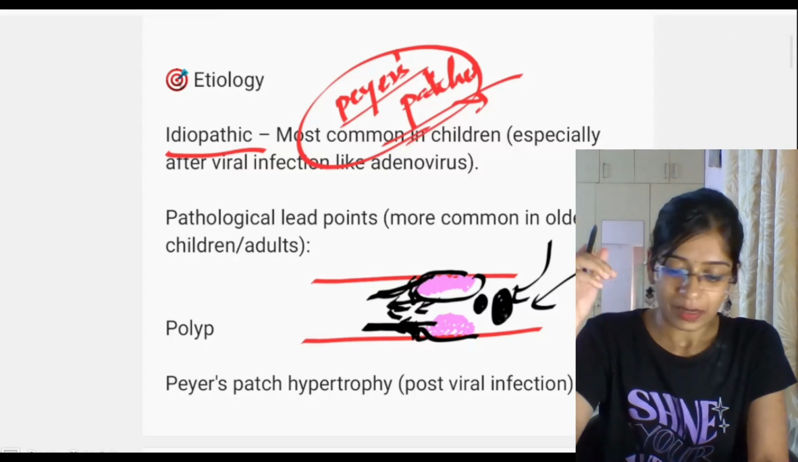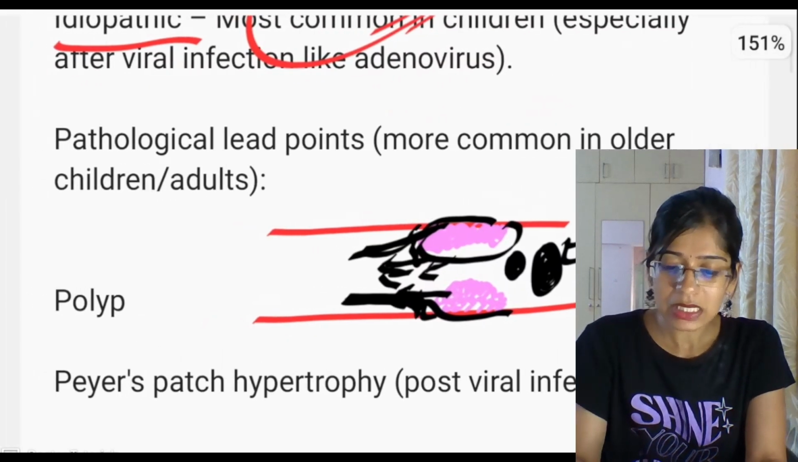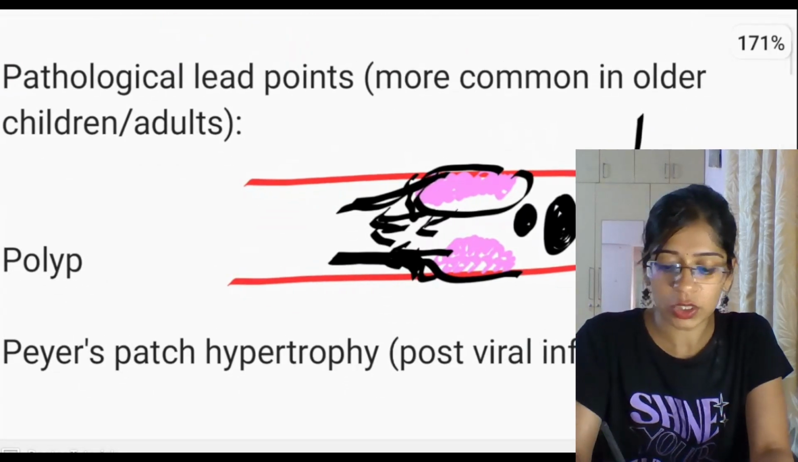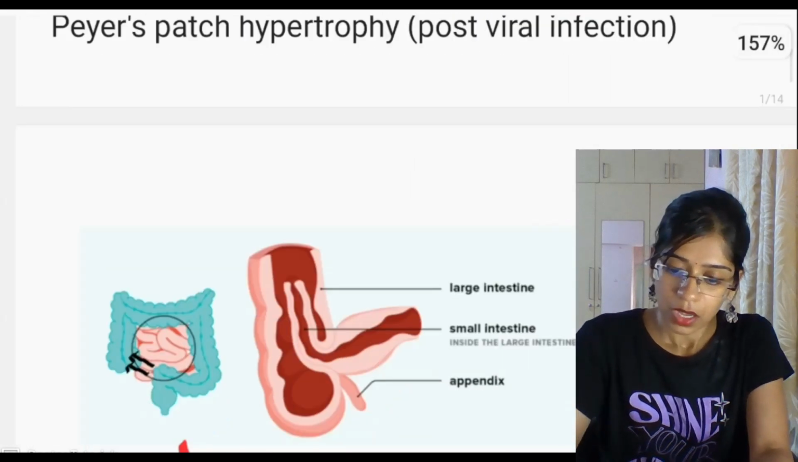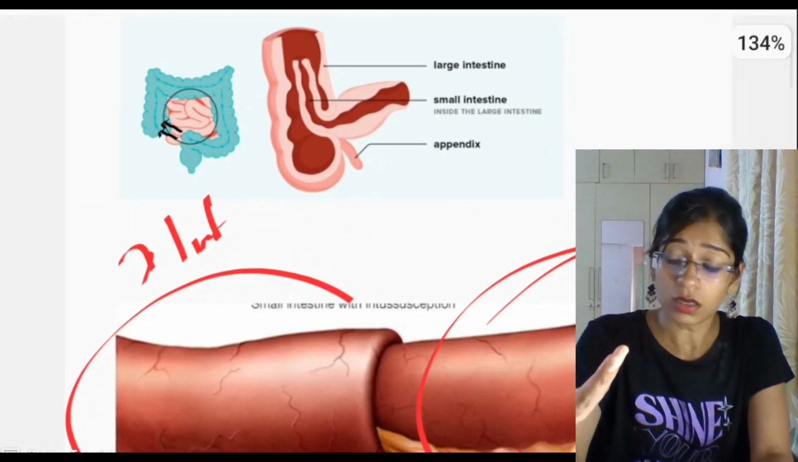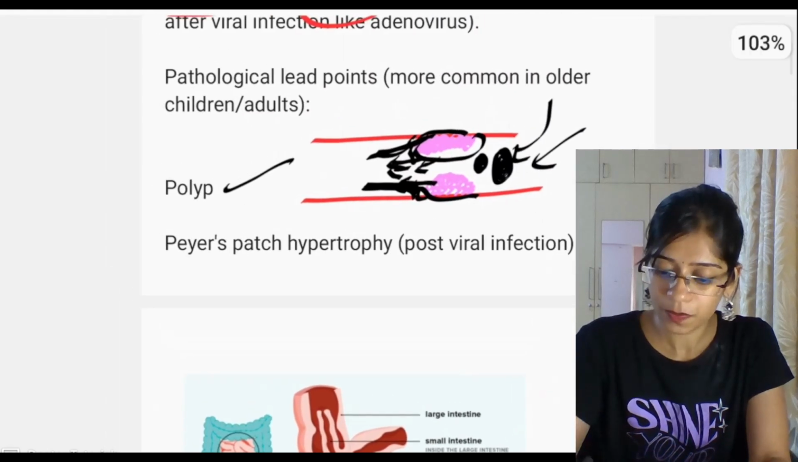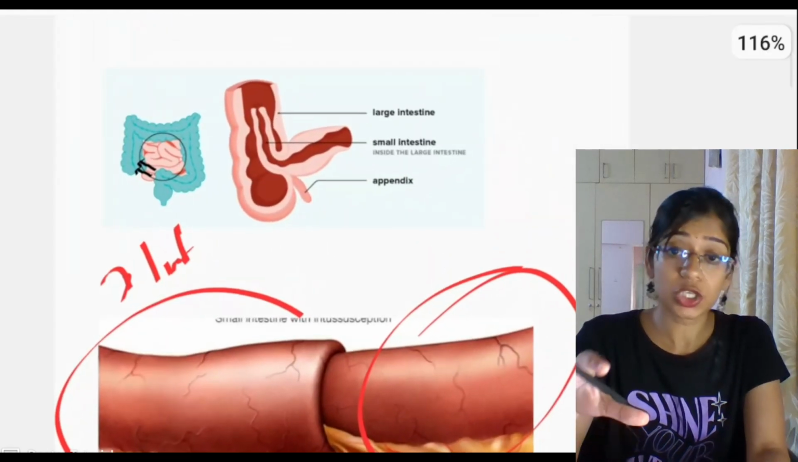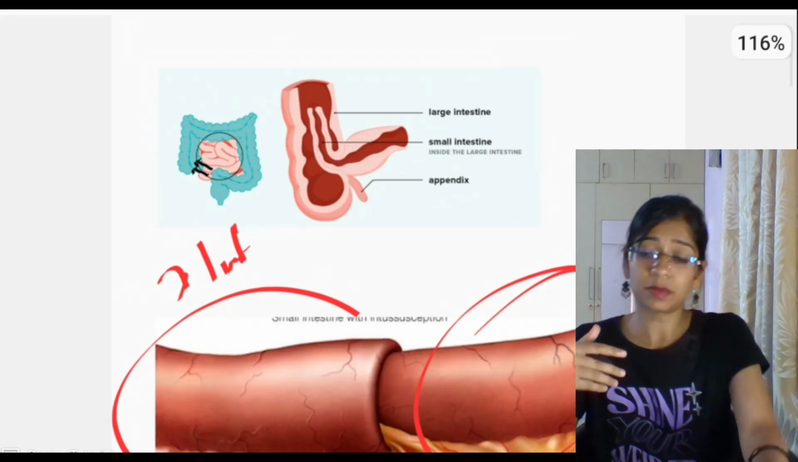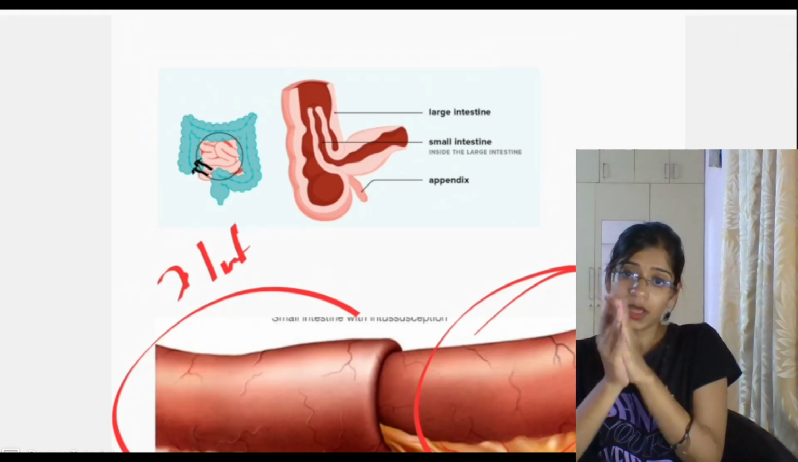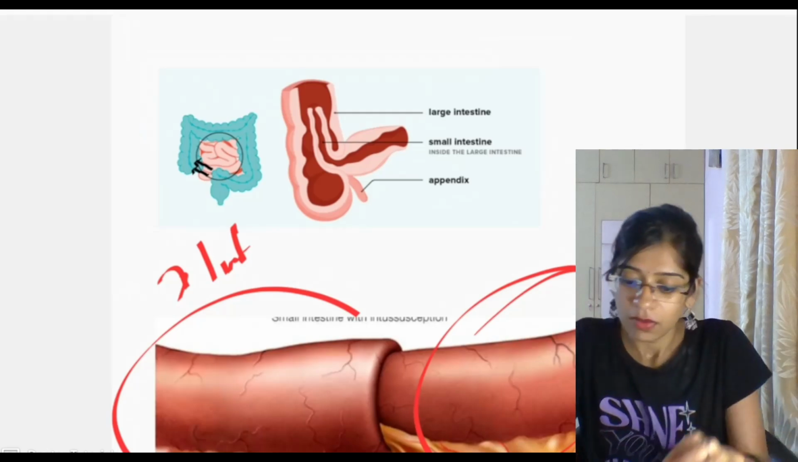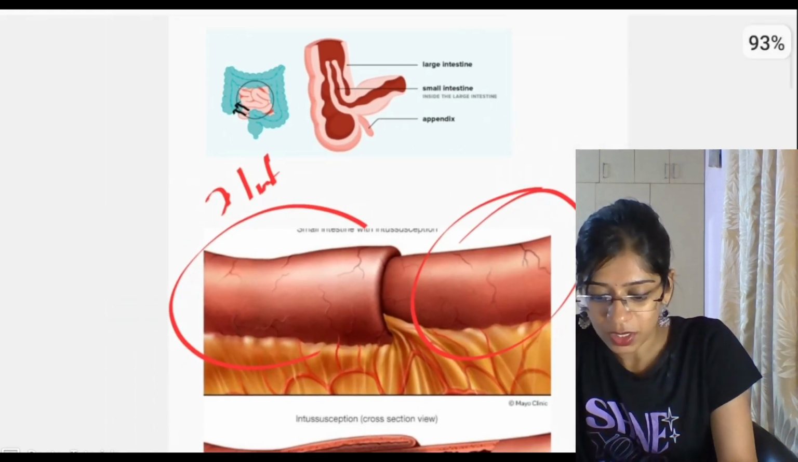Now, in adults, this intussusception may be associated with polyps, Peyer's patch hypertrophy, cancers like tumors, and conditions like Meckel's diverticulum. You will learn that in pediatrics. There also we get to see intussusception. So this picture is very important.